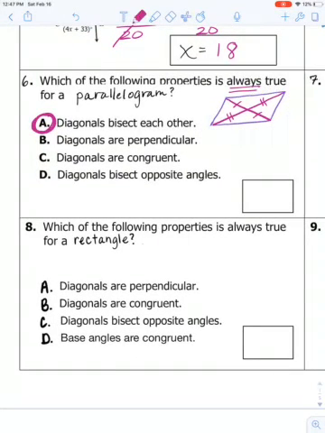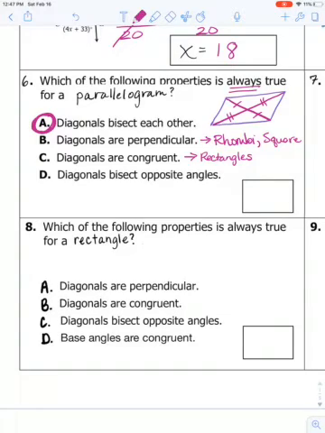Okay, that is applied to rhombi and squares, because squares are a type of rhombi. Diagonals are congruent. No, that's not true for all parallelograms. That is true specifically for rectangles, which are types of parallelograms. But again, it's asking which of the following properties is always true for all parallelograms, no matter what.